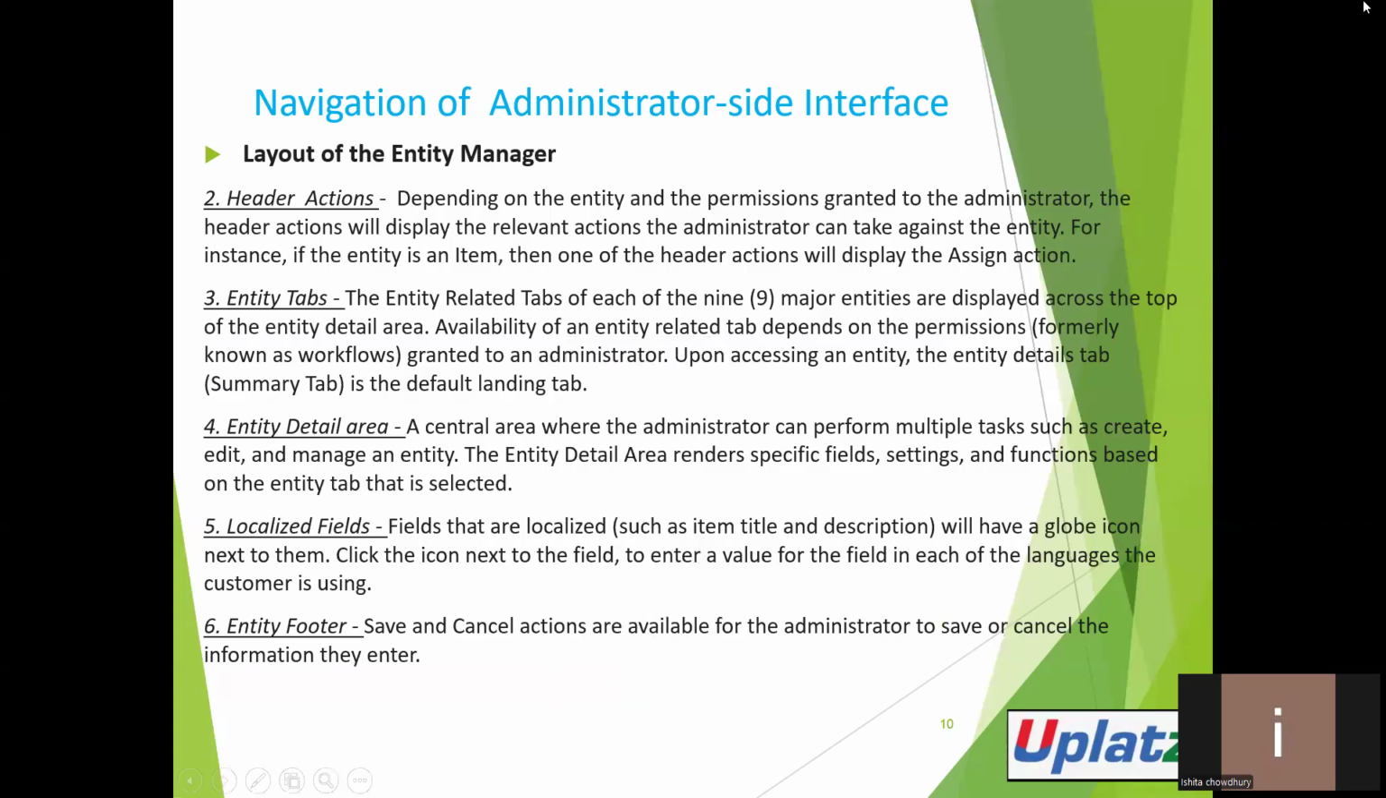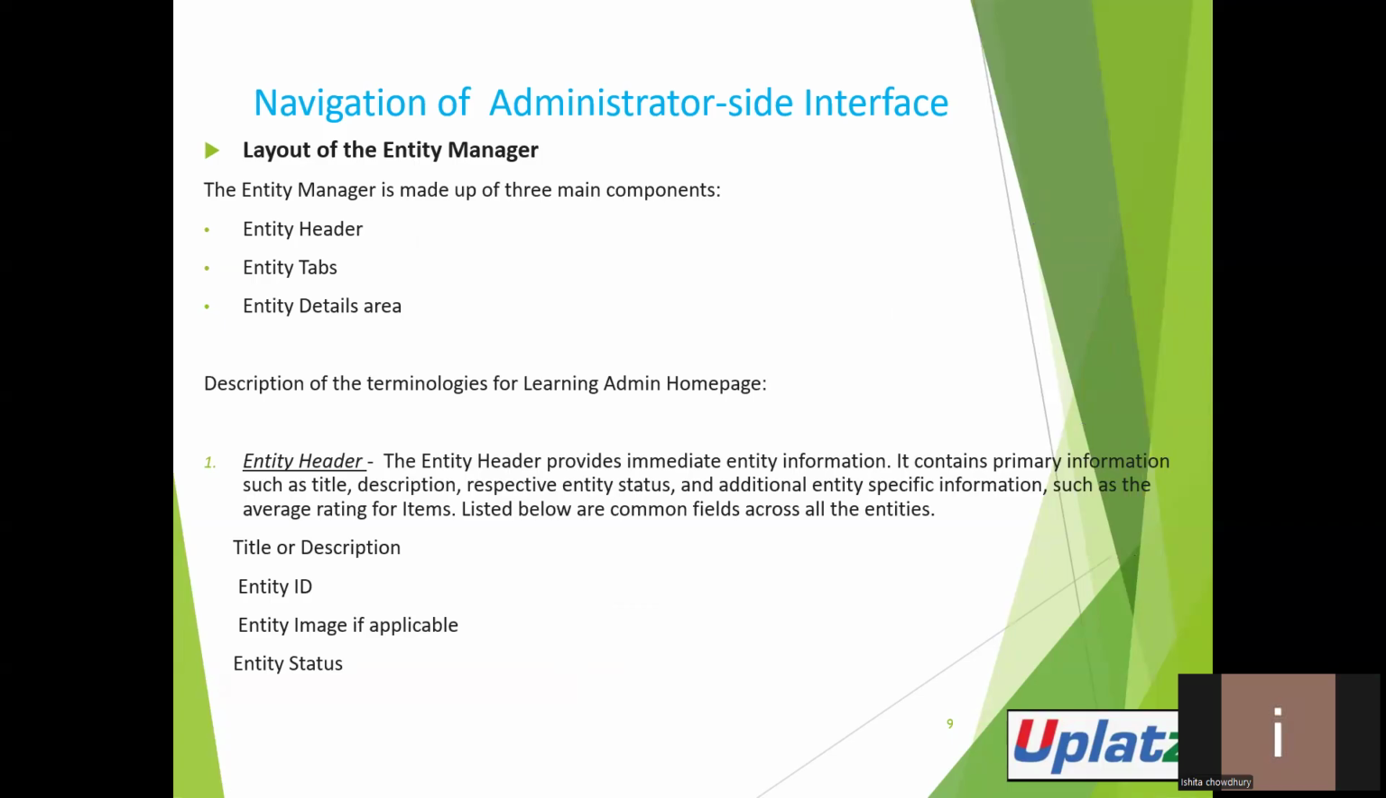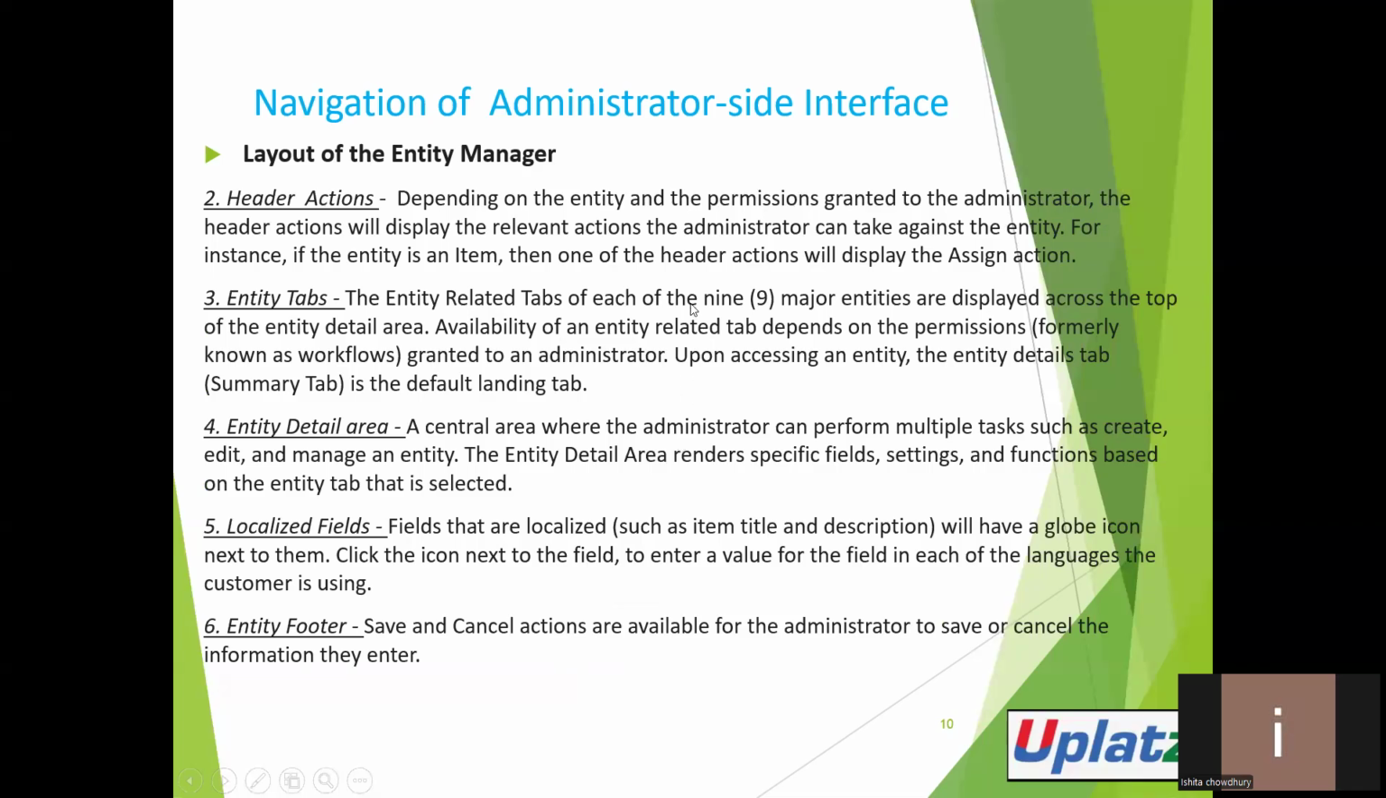Entity tabs. The entity-related tabs of each of the nine major entities are displayed across the top of the entity detail area. Availability of an entity-related tab depends on the permissions, formerly known as workflows, granted to an administrator. Upon accessing an entity, the summary tab is the default landing tab. So the third one is entity tabs and the fourth one is entity detail area. It is the central area where the administrator can perform multiple tasks such as create, edit, and manage an entity. The entity detail area renders specific fields, settings, and functions based on the entity tab that is selected.